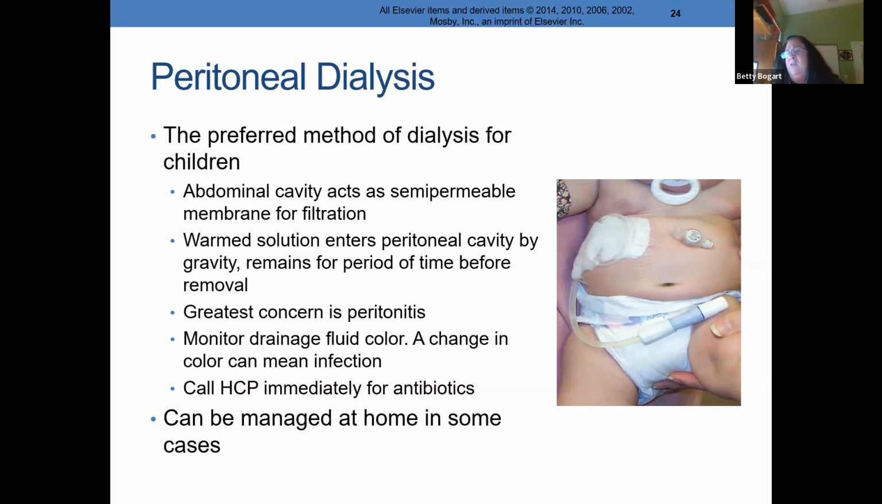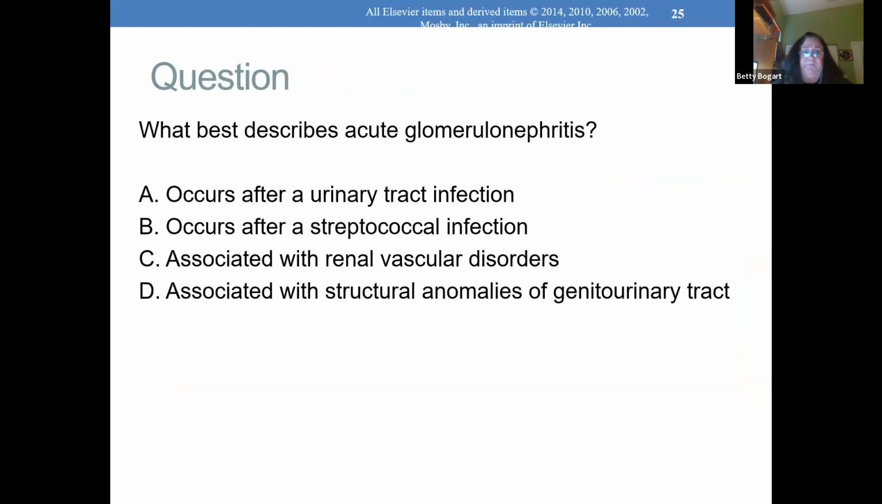Now, what are things we need to look out for? Well, abdominal tenderness, redness. But if we start seeing that drainage change colors, or you see a lot of sediment in there, that is a risk for infection. The healthcare provider must be called immediately, because that healthcare provider is probably going to want to do some sort of cultures and put that child on antibiotics. So the biggest risk is infection. Now, that's their only kidney. We have to protect it.